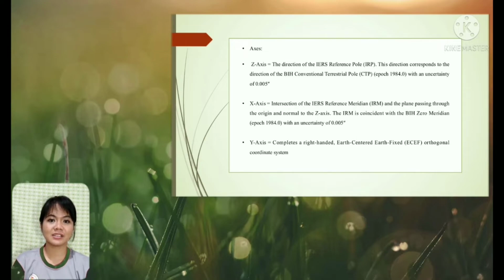Next is the x-axis. The x-axis is the intersection of the IERS Reference Meridian or IRM and the plane passing through the origin and normal to the z-axis. The IRM is coincident with the BIH zero meridian and its epoch is 1984.0 with an uncertainty of 0.005 seconds. The y-axis completes a right-handed Earth-centered, Earth-fixed, or ECEF, orthogonal coordinate system.